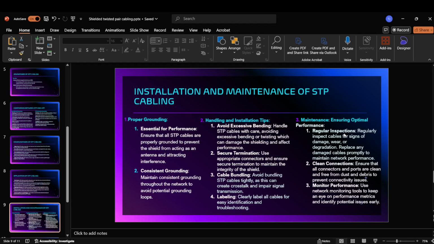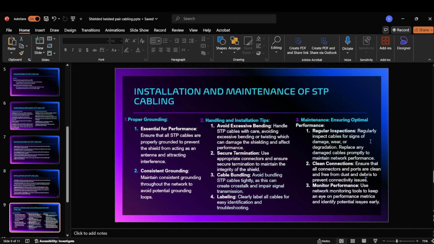Next is maintaining, ensuring optimal performance. Regularly inspect cables for signs of damage, wear, or degradation. Replace any damaged cable promptly to maintain network performance.